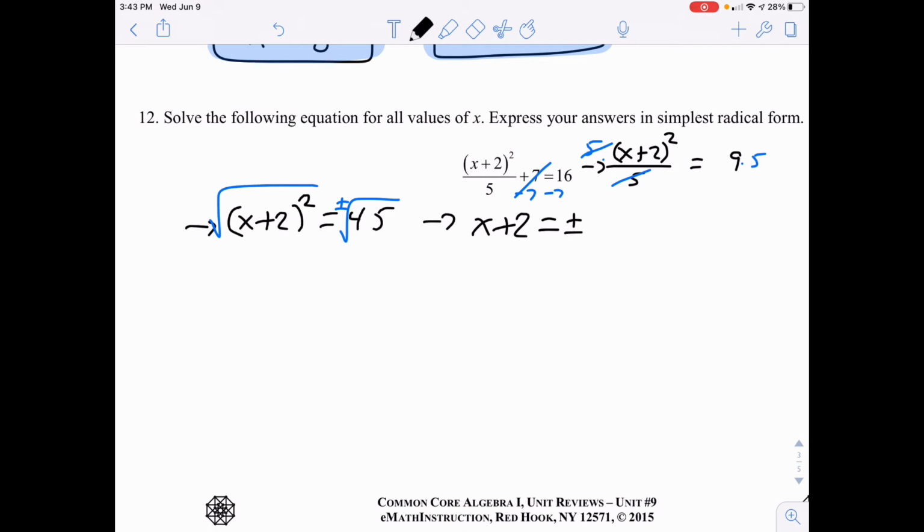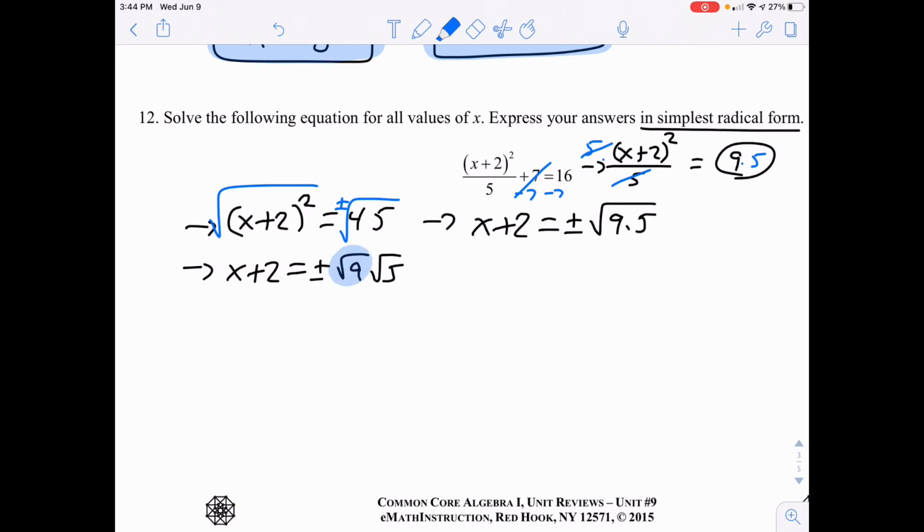But we have to break that down into simplest radical form. We'll break it back down into 9 times 5, which is, we have x plus 2 is equal to plus or minus the square root of 9 times the square root of 5. At this point, you can take the square root of 9. And so x plus 2 is equal to plus or minus 3 radical 5.